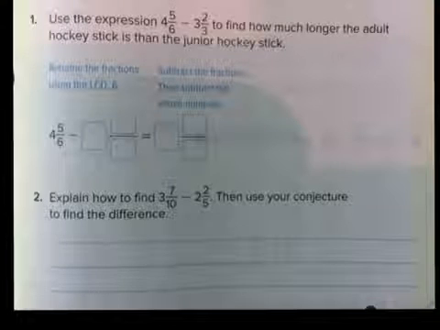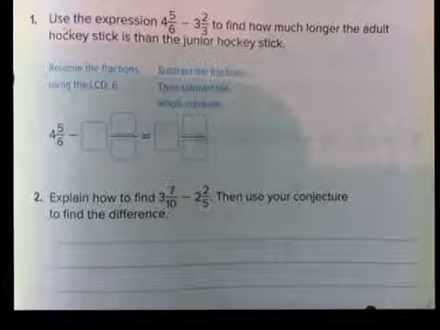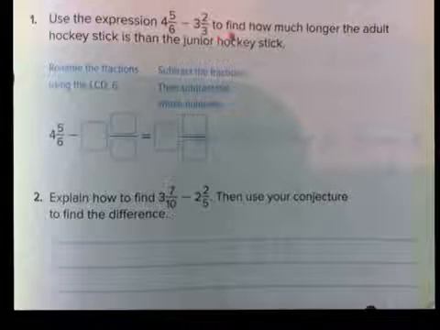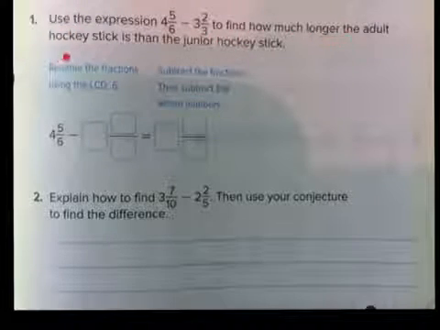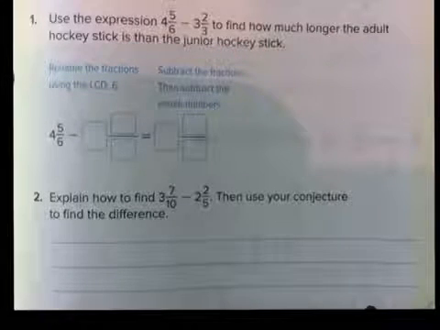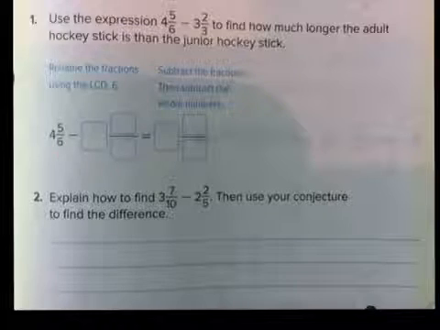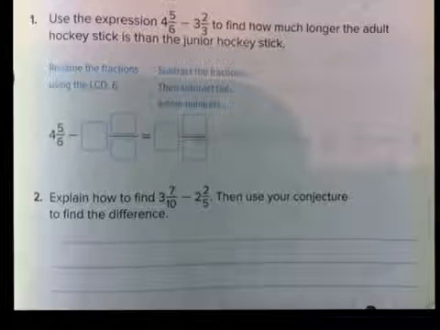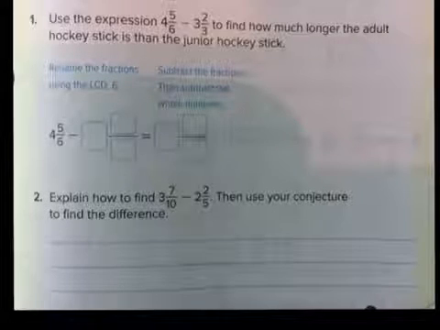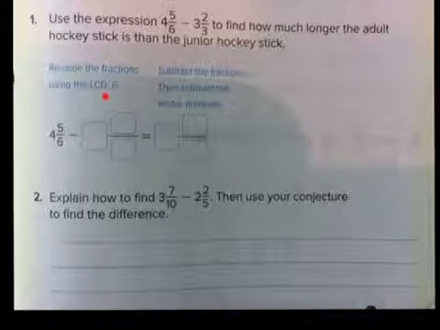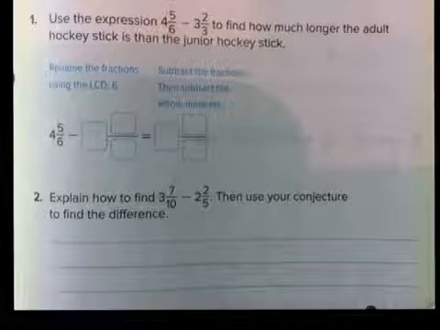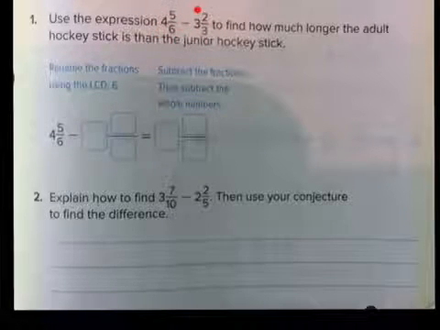We want to find the difference between the two sticks, so we have the expression 4 5/6 minus 3 2/3, to find how much longer the adult hockey stick is than the junior hockey stick. So that's what we're going to do. We're going to subtract here. We need to rename, as you see right here, it says rename the fractions using the least common denominator of 6. You see how we have here a 6 and a 3? We have to find a common denominator before we can subtract.